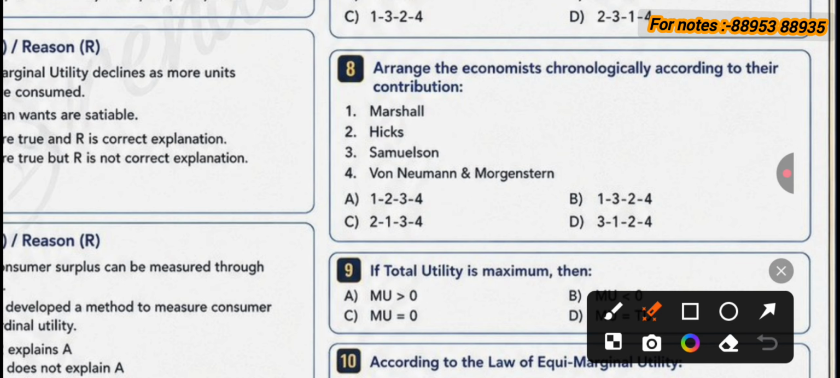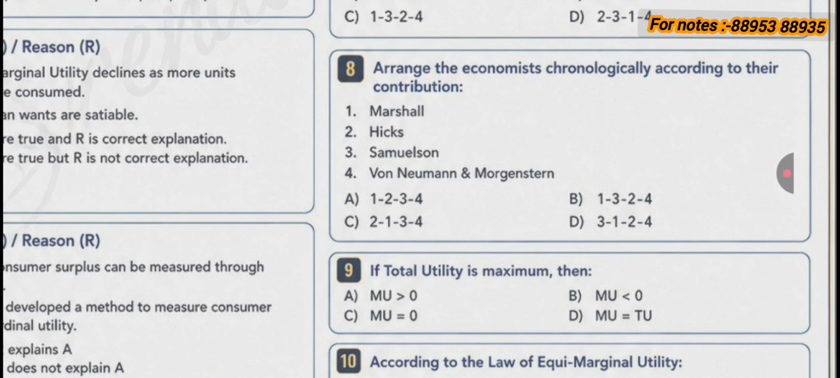First is Marshall, who gave the cardinal utility theory. After that Hicks introduced ordinal utility theory, and Samuelson introduced revealed preference theory, and von Neumann and Morgenstern introduced risk and uncertainty utility theory, which is otherwise known as NM utility theory. Okay, now move to the next question, question number 9.